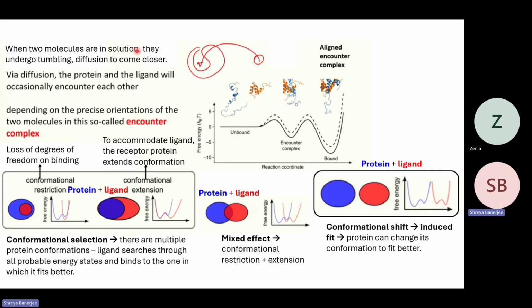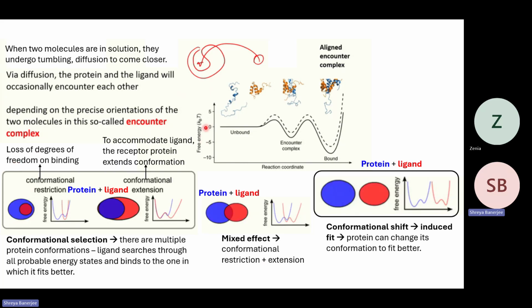Now, when there are two molecules in solution, they will undergo tumbling or diffusion to come close to each other. And via this tumbling or diffusion, they will occasionally encounter each other. Depending on the precise orientations of the two molecules, this will lead to formation of what is called an encounter complex. Meaning that when they are hitting each other, some kind of a complex will form.